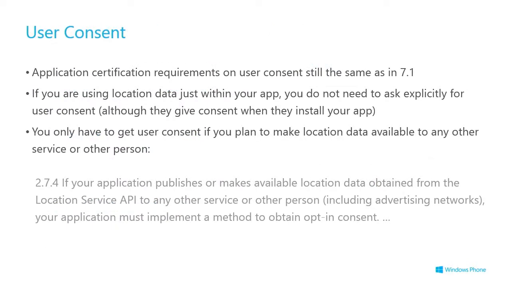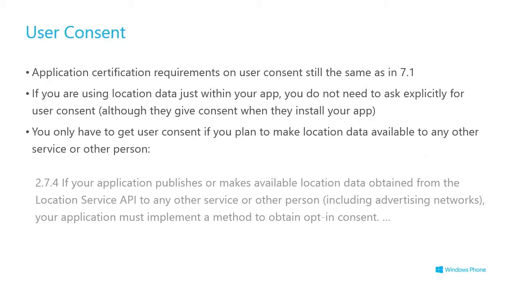Just a quick reminder about user consent. If you're just using location data that you get with these classes just within your app, you don't need to ask explicitly for any user consent. And they'll see that. I'm sure you've all seen this if you've got a Windows phone, that when you download an app from the store, if it's got the location capability, at the point of purchase, you get a dialog coming up saying, this phone may make use of your location data. Do you accept this? So you have to accept at the point of sale. And that's sufficient if you're only using that location data within your app.